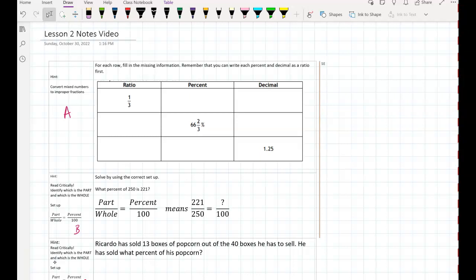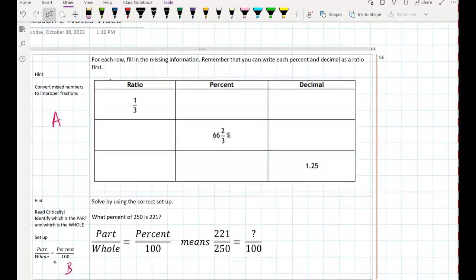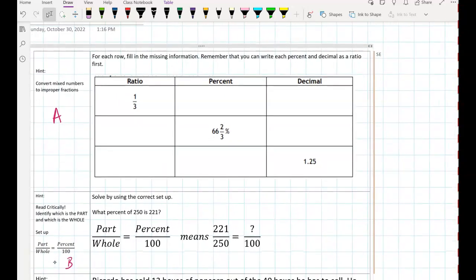So, it says here, for each row, we are going to fill in the missing information. Remember that you can write each percent and decimal as a ratio first. Okay, we can definitely do that. Well, as you can see here, first thing I want you to do is make sure that you're on a clean sheet of paper, right? The next page in your math notebook after the vocabulary notes, and copy this table down.